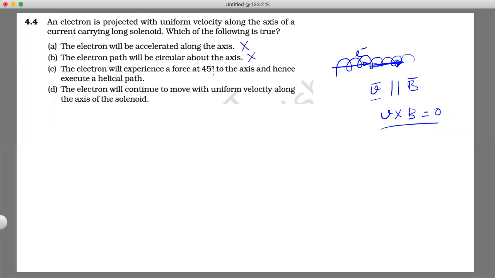With no force experienced, we don't even have to worry. The electron will continue to move with uniform velocity along the axis of the solenoid. This is the true option.